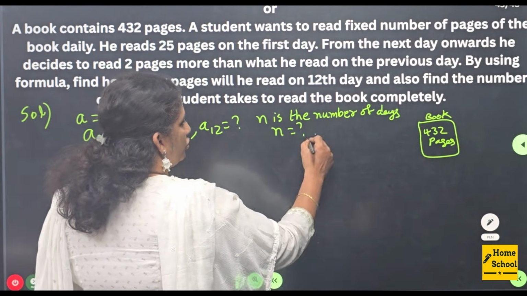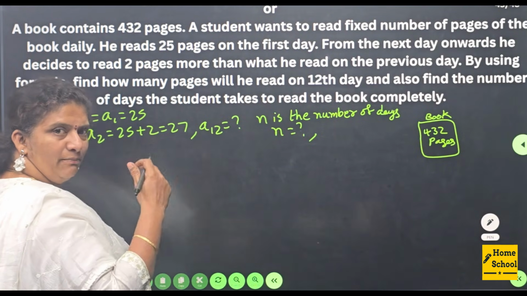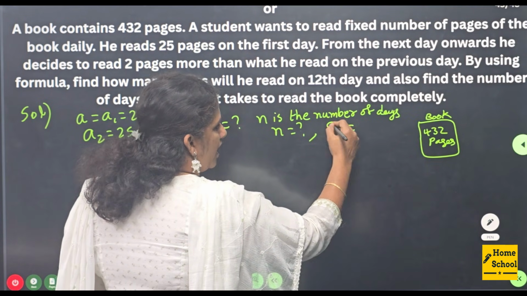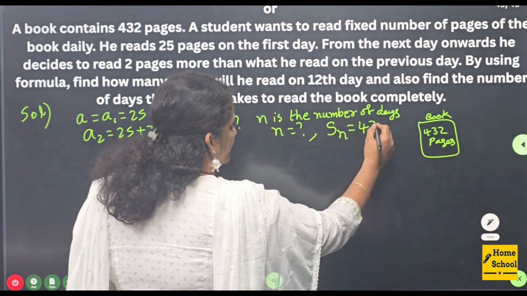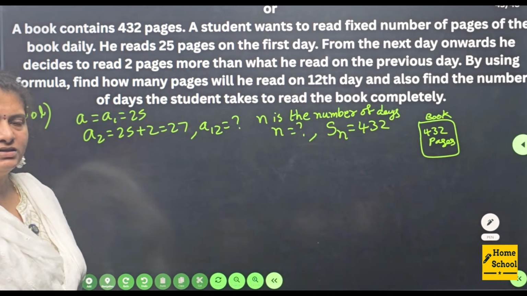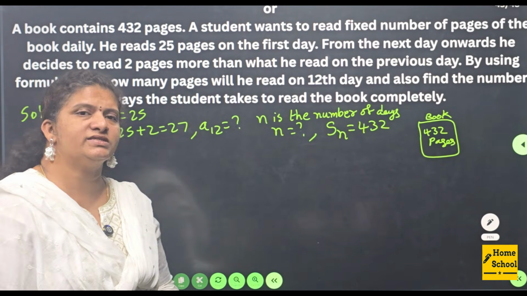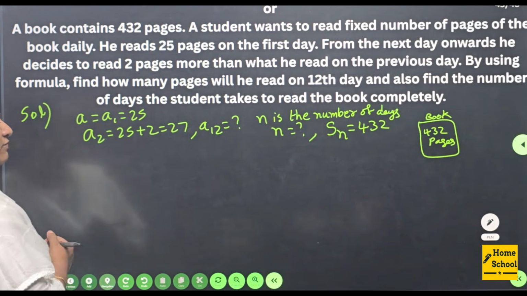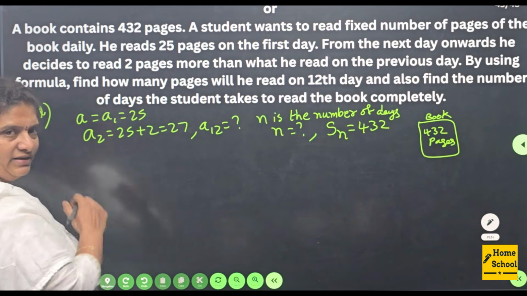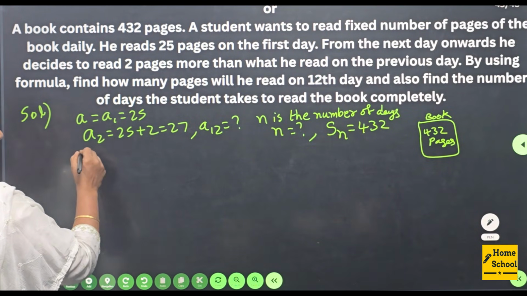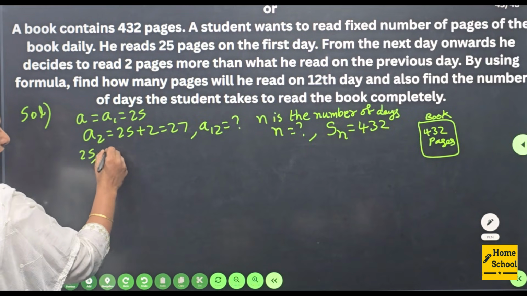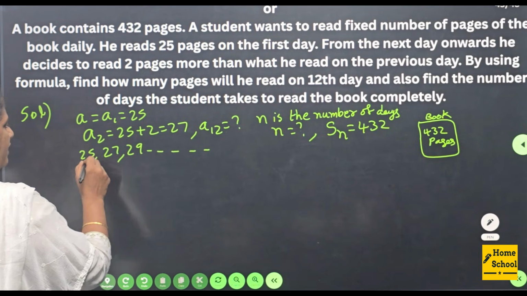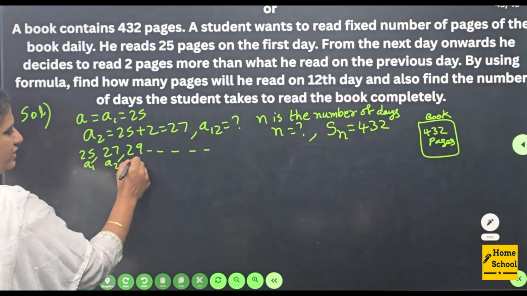And the total number of days he completed the book. That means the sum of the number of days. How many pages are there? That is Sn. How many pages does the book contain? 432 pages. So by using formula, first we will write this in arithmetic progression. a1 25, a2 27, a3 29, and so on. This is the arithmetic progression we got.